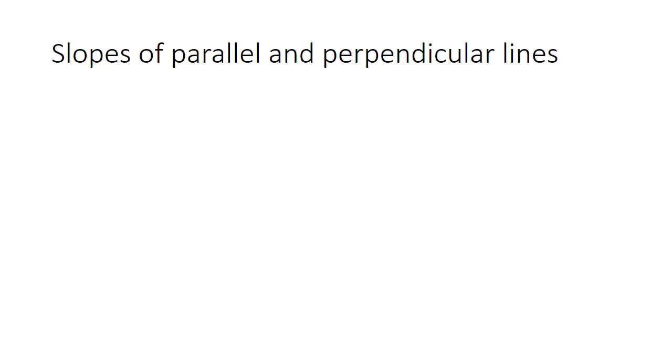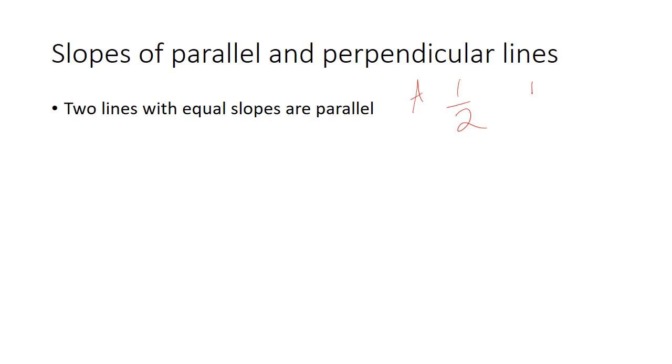So what are the slopes of parallel and perpendicular lines? How do they look? Well, it turns out if you have two lines that are parallel, remember parallel lines don't cross at all, they're going to have the exact same slope. So if you have two lines that have the same slope, then they have to be parallel. So if line A has a slope of 1/2, and you know that it is parallel to B, what does B's slope have to be? B's slope has to be 1/2. They have to have the same slopes.